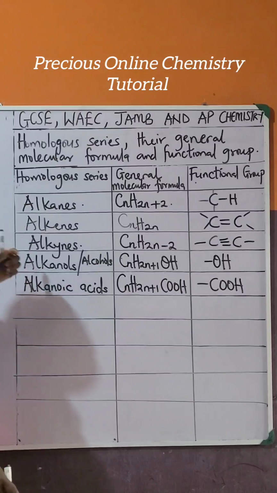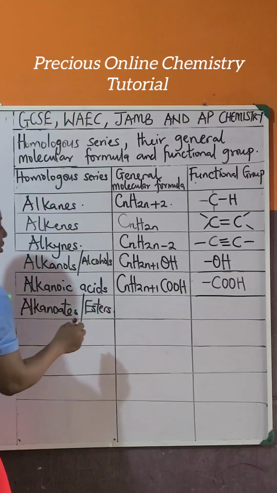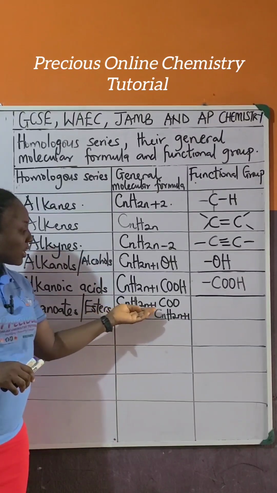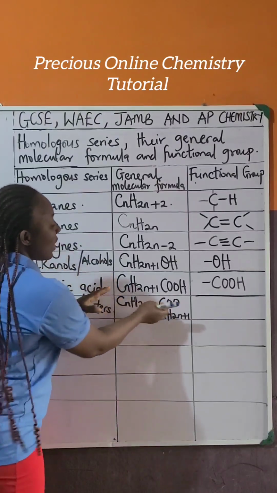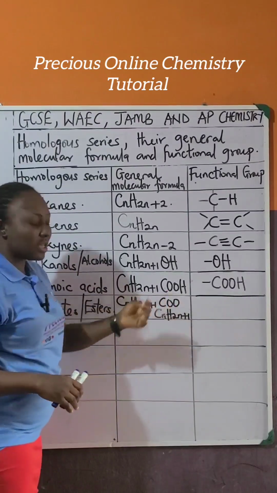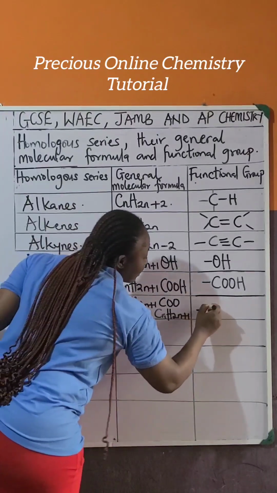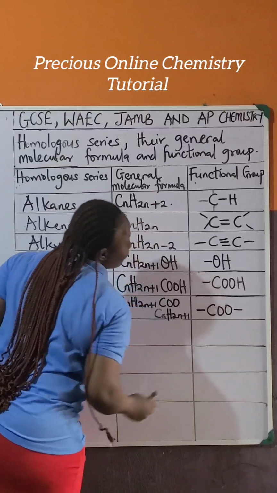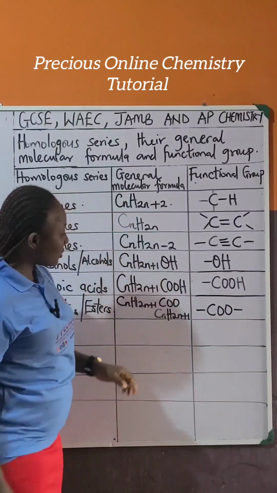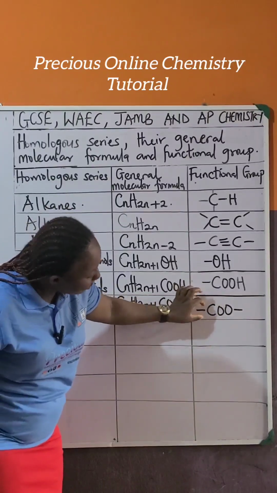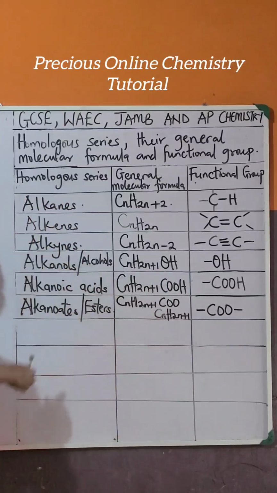COOH. The next one, the alkanoates or the esters, they have the general molecular formula CnH2n+1COOCnH2n+1. That is 2 alkyl groups attached to the COO. So the functional group of the alkanoates is COO. Why do I have covalent bonds attached to the carbon and to the oxygen? That is because an alkyl group is attached to the carbon and another alkyl group is attached to the oxygen for the alkanoates or the esters.